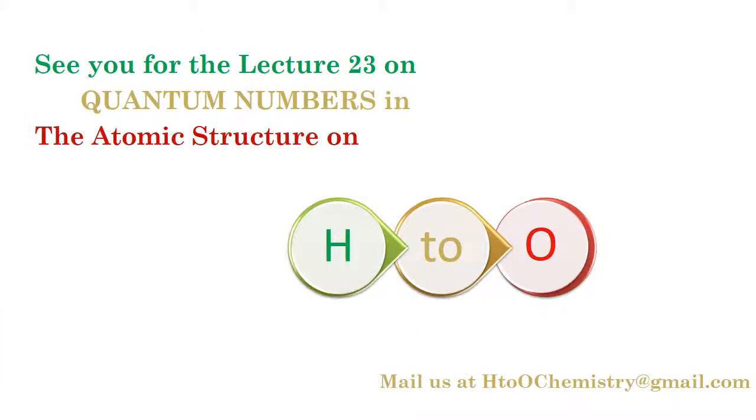So I hope both the quantum numbers, the principal quantum number and the azimuthal quantum number, they are clear to you all. In the next lecture, we would be continuing the quantum numbers further, and we would be learning the next 2 quantum numbers, and then we will see the questions that are formed on these quantum numbers. So meet you again for lecture 23 on the quantum numbers again.